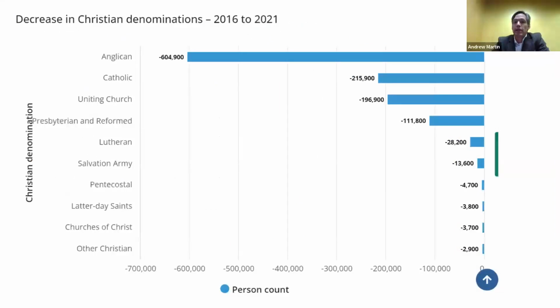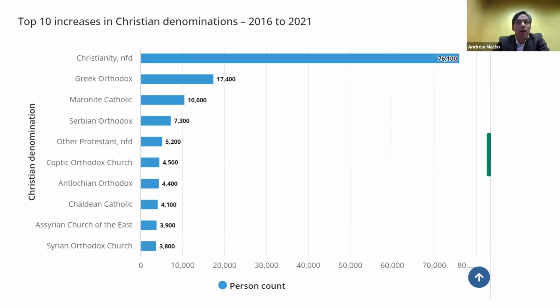You can see here, this is a table of the decreases. Anglicanism has had numerically the largest decrease with nearly 605,000 people fewer between the last census and this census. Catholicism, 200,000 fewer, Uniting about the same, Presbyterian, 100,000 fewer, and down the list there. Some Christian categories have risen. You can see that this NFD category has risen, Greek Orthodox, Maronite, Serbian Orthodox, all rising.